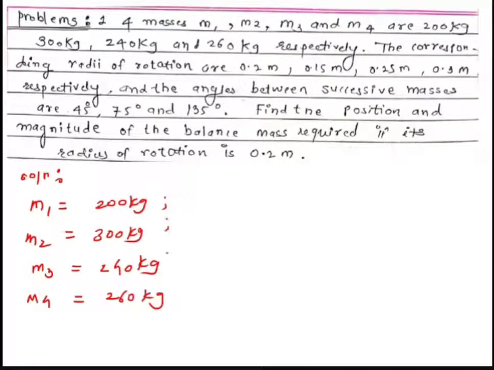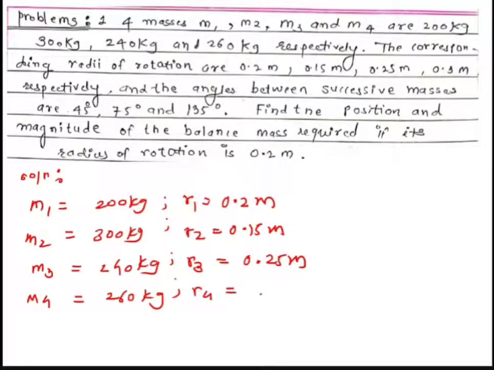Now the corresponding radius of rotation R. They have given R1 is equal to 0.2 meter, R2 is equal to 0.15 meter. See, mass should be in kg, radius of rotation should be in meter. R3 is equal to 0.25 meter and R4 is equal to 0.3 meter. Now let us find out the angle. They have given that the angle between the successive masses are 45 degrees.